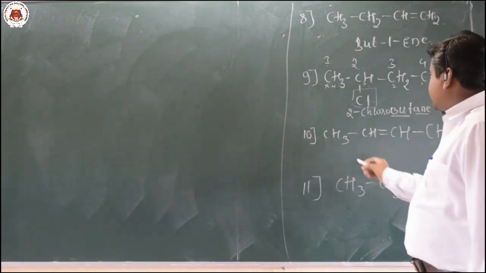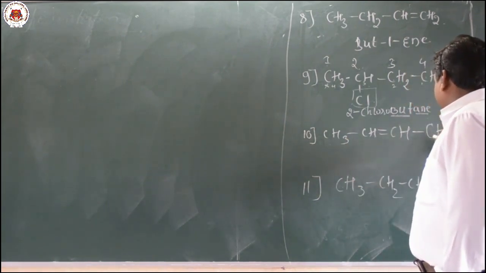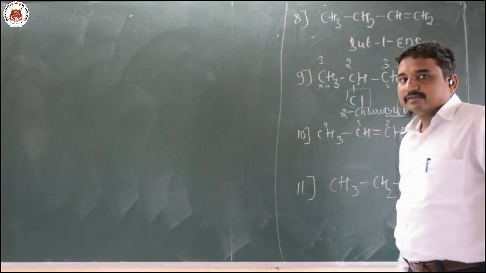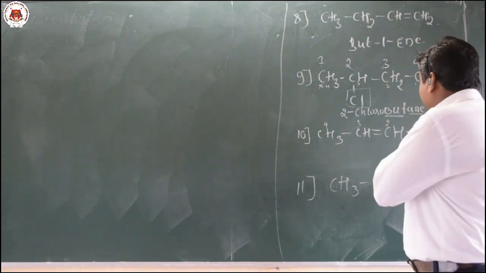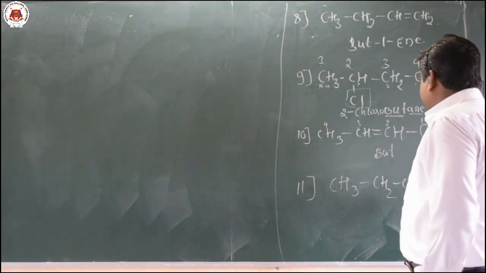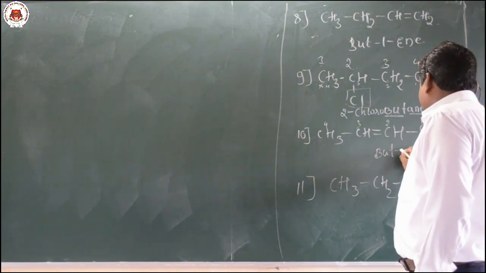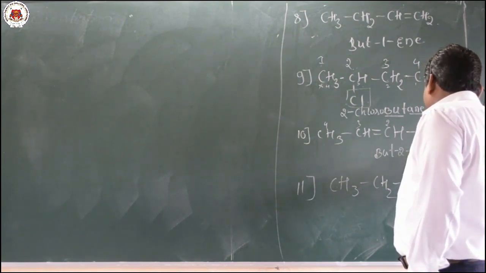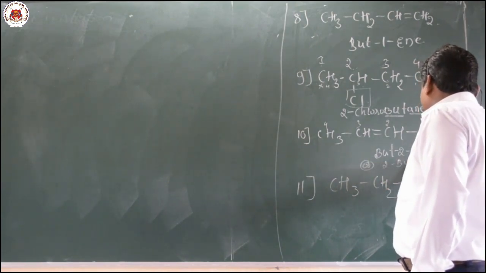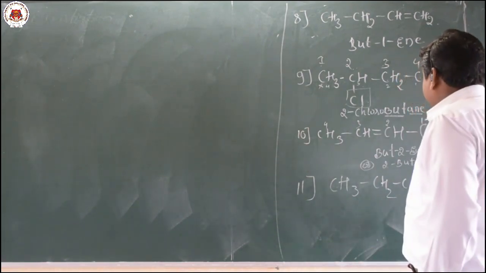Now the 10th compound. Numbering should start from the functional group, that is 1, 2, 3, 4. There are 4 carbon atoms, hence the root word is but. Here you have to mention the position of the double bond, that is but-2-enal, or you can write 2-butenal. This is the name in the IUPAC system for this compound.